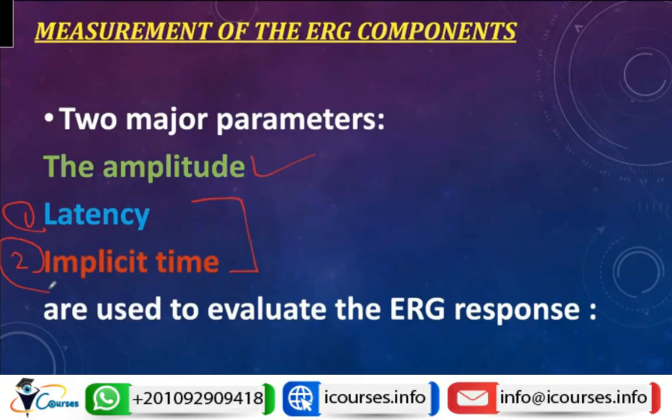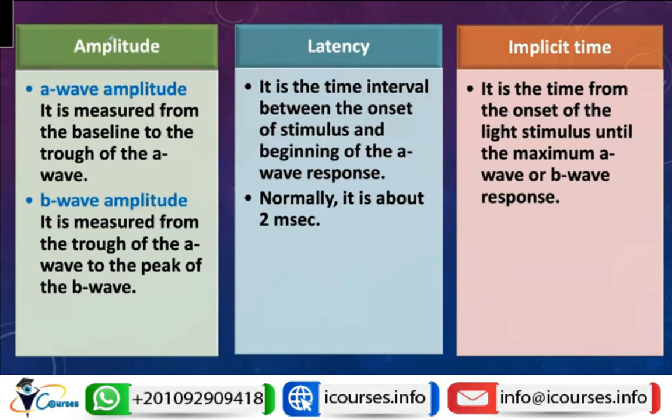So what is the difference between them? The amplitude: to judge the A wave amplitude, it is measured from the baseline, or the isoelectric line, to the trough of the A wave. Since the A wave is a negative wave, we measure till the trough, while the B wave is positive, so we measure it from the trough of the A wave to the peak of the B wave. This is very important, that the B wave is not measured from the isoelectric line. It is measured from the lowest point of the A wave. Sometimes this is asked in the MCQ.